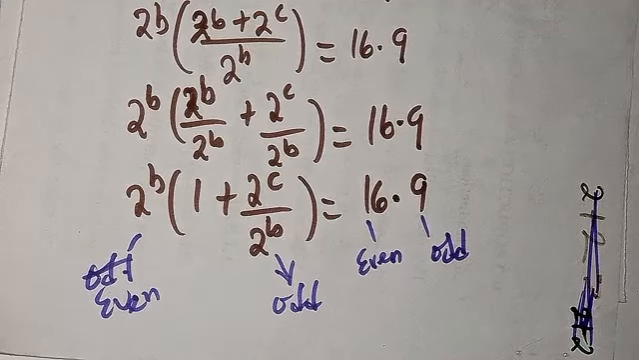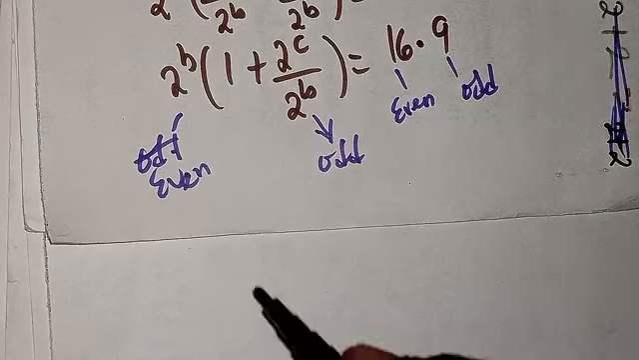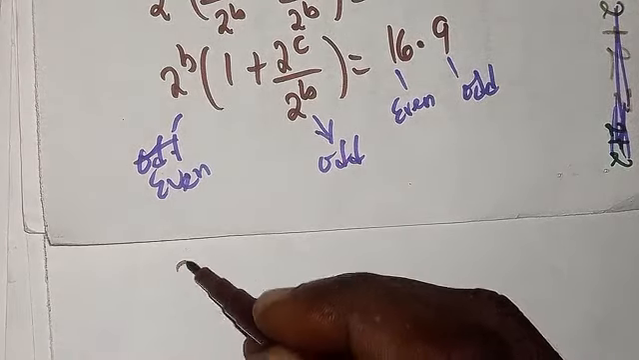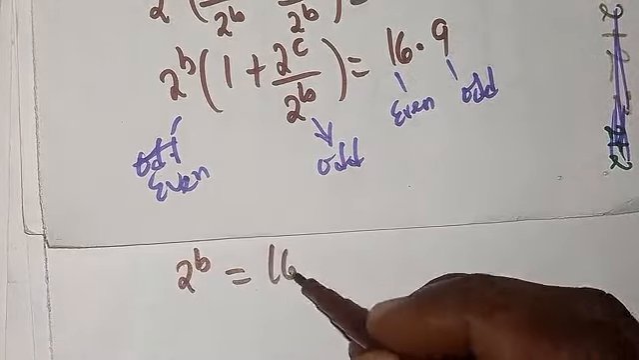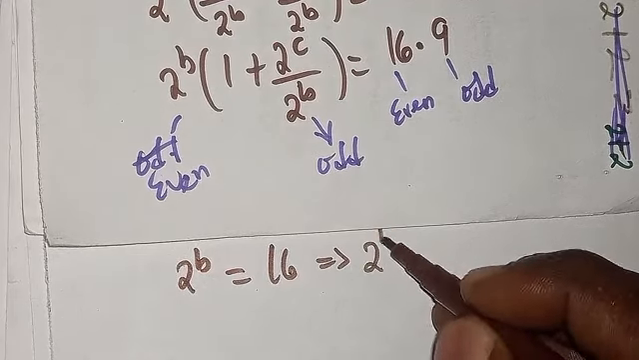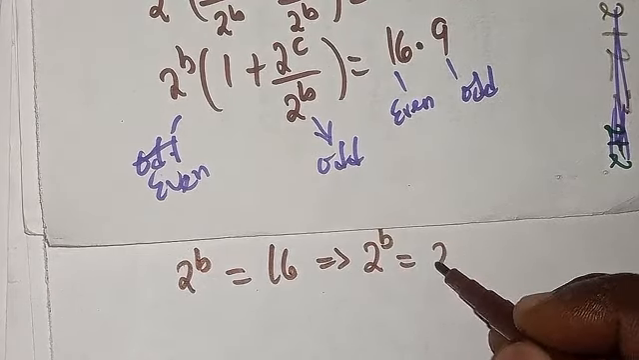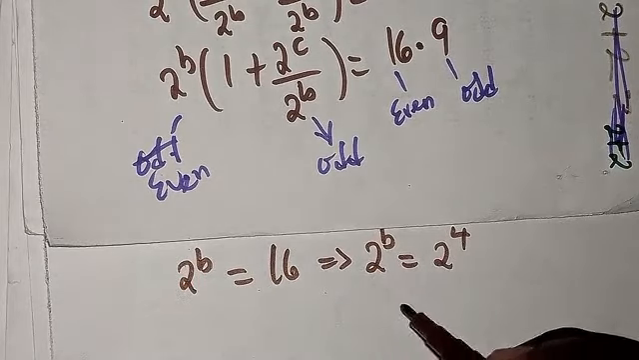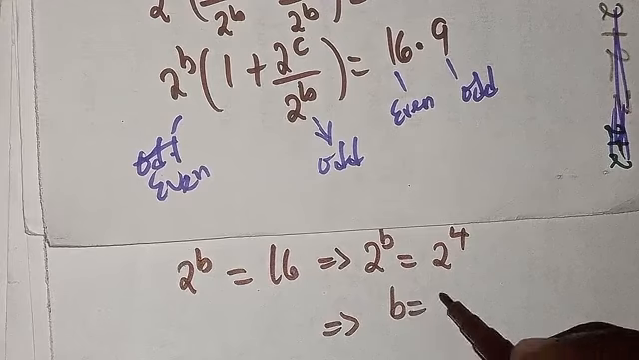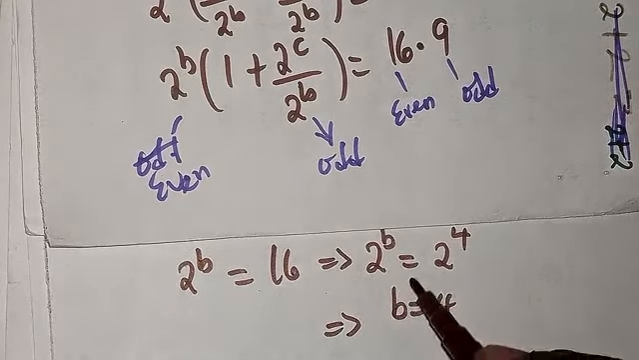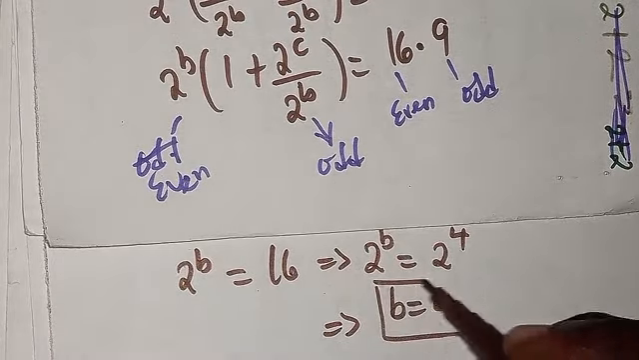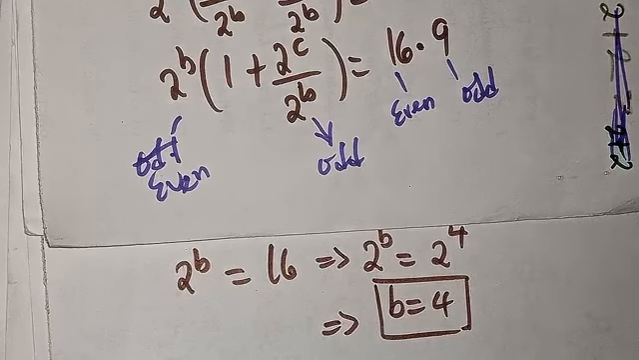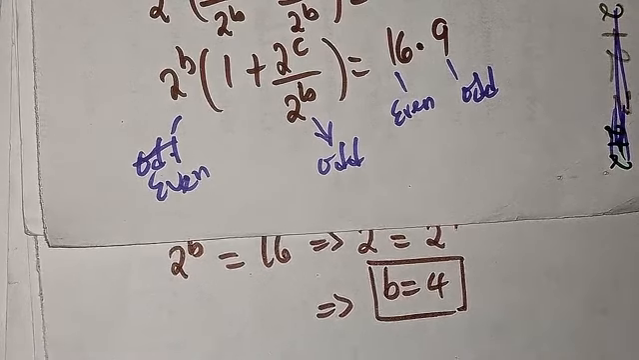So now comparing that, so what are we going to have? So by comparison, you can see that 2^b is equal to 16, which implies that 2 to the power b equals 2 to the power 4, which implies that b equals 4. So because the two bases are the same, we have the second value b to be equal to 4, right? So we do the same thing.